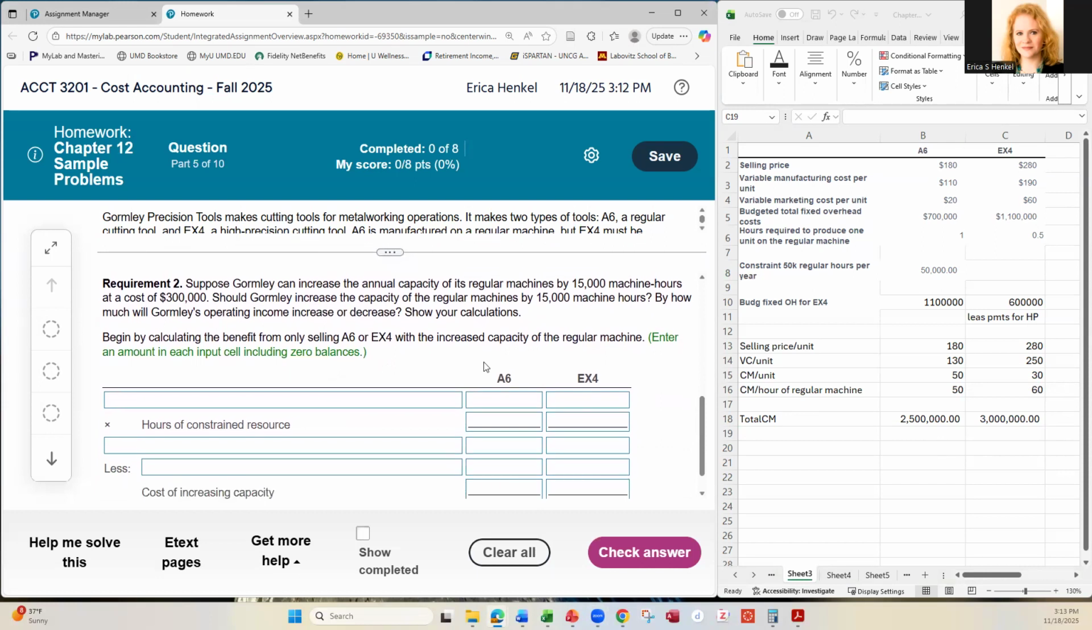Now they want us to look at this and say, hey, we can increase the annual capacity of our machines by 15,000 machine hours at a cost of $300,000. Should we increase the capacity of the regular machines by 15,000 hours? How much will our operating income increase or decrease?